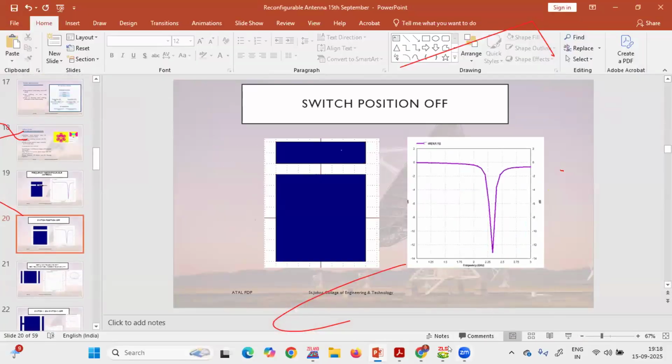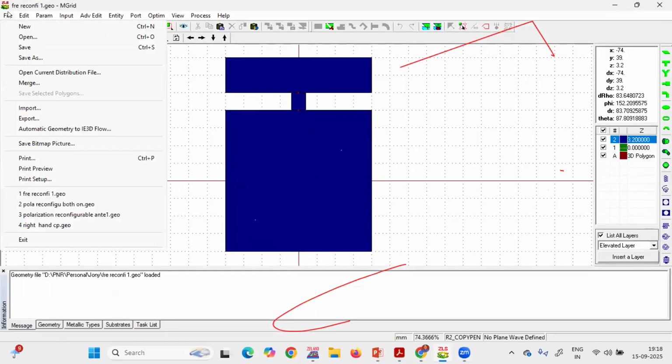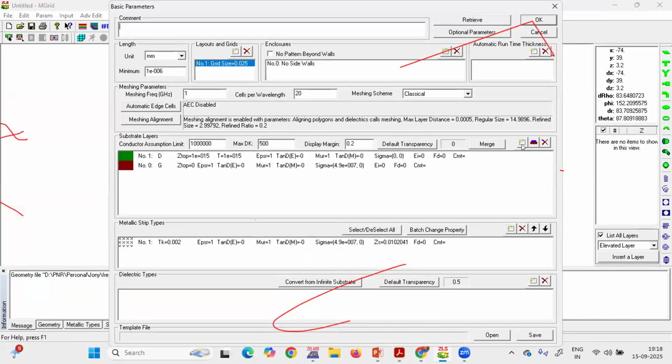Just look at this. Are you able to see my screen? Yes, sir. Someone has written something on it. Can you remove that? I am not able to remove it because someone has written it. Sorry, I will check, sir.